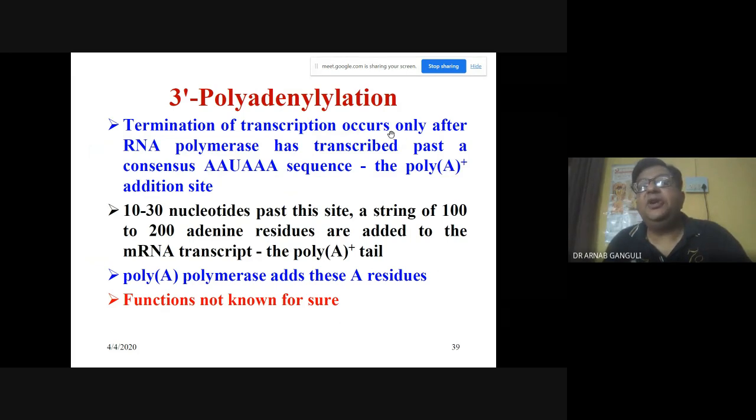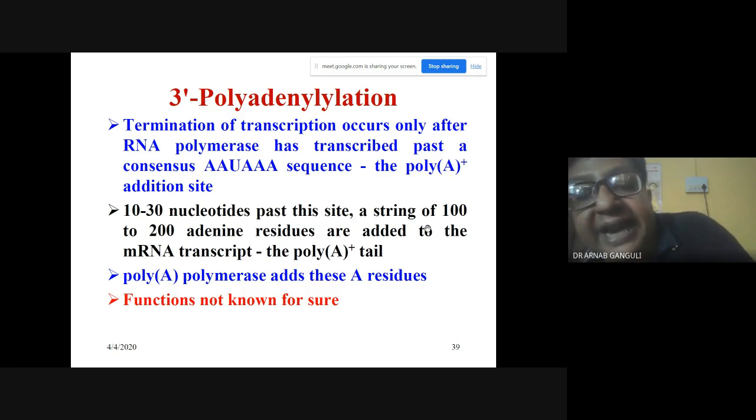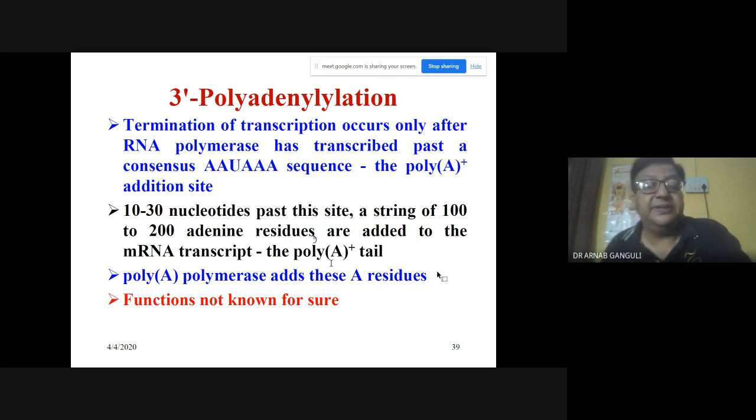Termination of transcription occurs only after RNA polymerase has transcribed past a consensus AAUAAA sequence, the poly A addition site, 10 to 30 nucleotides past this site. A string of 100 to 200 adenine residues are added to the mRNA transcript. The enzyme is poly A polymerase. They add these adenine residues.